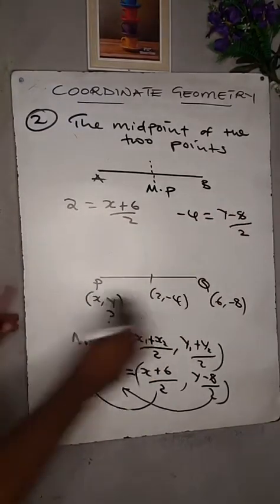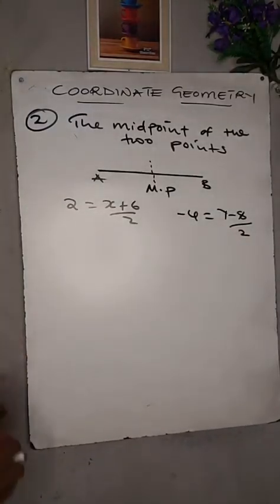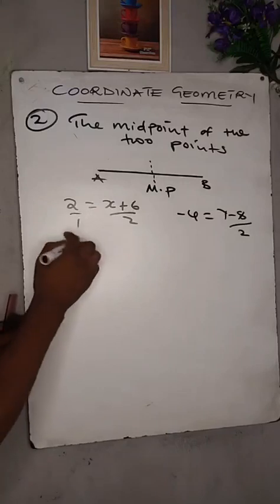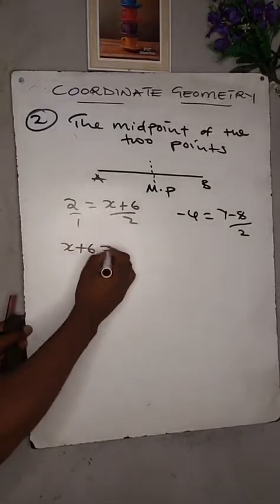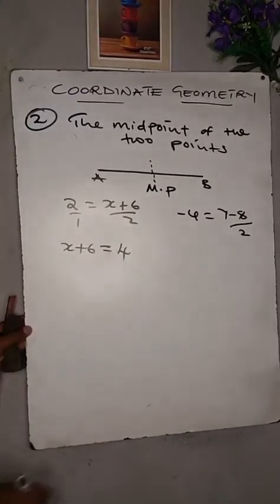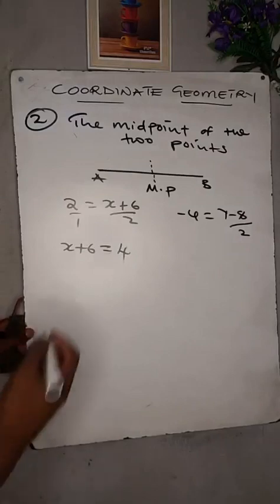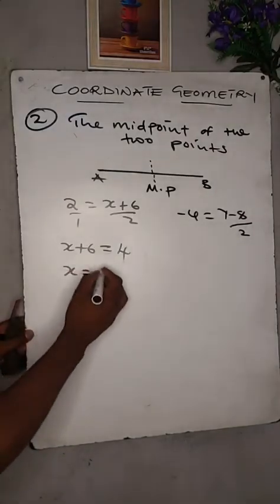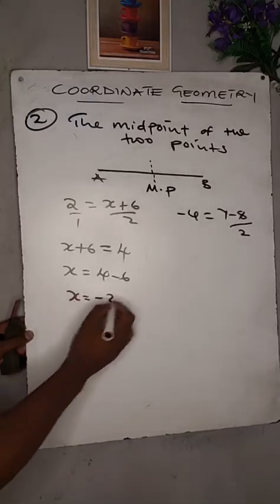Then after that, we cross multiply. So we're going to have 1 times x plus 6, which is x plus 6, is equal to 2 times 2, which is 4. We group the like terms. By additive inverse, we subtract 6 from both sides. So it will be x is equal to 4 minus 6. X is equal to 4 minus 6, which is -2.